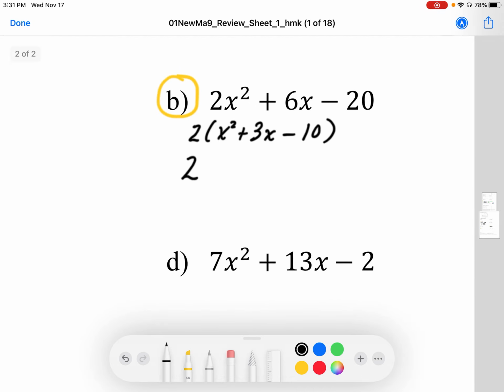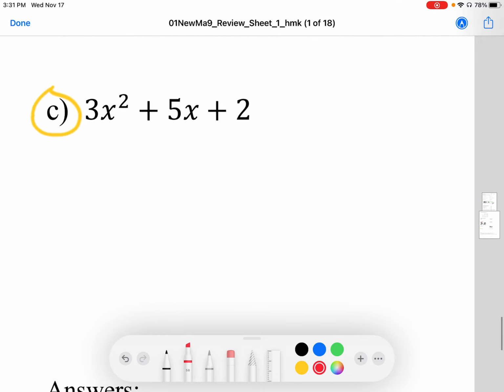So when I do this, I have to make sure I keep that 2, and then I can factor. So 5 times negative 2 will give me the negative 10. 5 plus negative 2 is going to give me the positive 3. So there's my fully factored form. And I should always try to factor greatest common factor out first. Okay, so make sure that we factor that first.